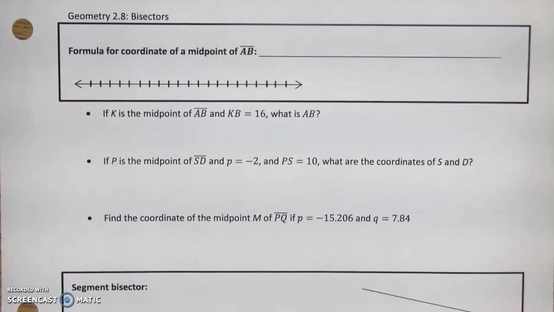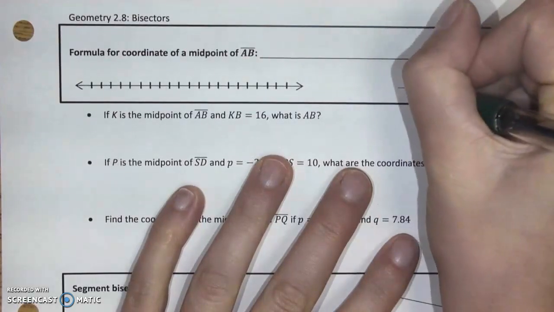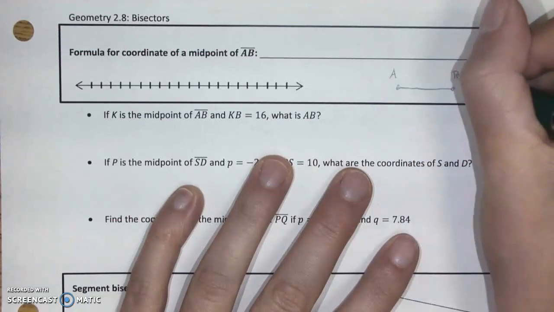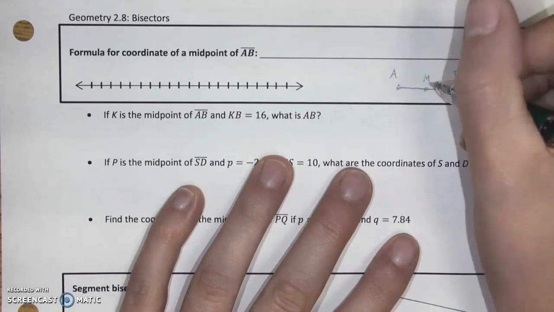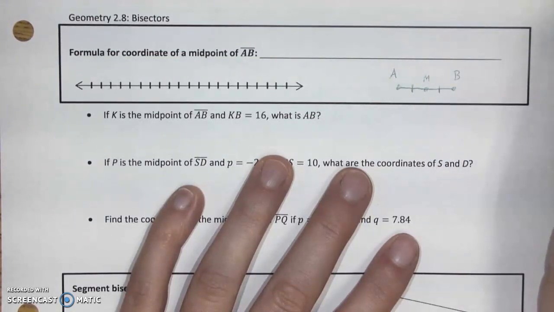Hello, today we're going to be looking at bisectors. And in order to look at bisectors, we really need to do a little bit of review when it comes to midpoint. Now remember what we learned about midpoint last time. We knew that midpoint is going to be the point exactly in the middle of a segment. And so if M is the midpoint of AB, it means that from A to M is going to be the same length as from M to B.